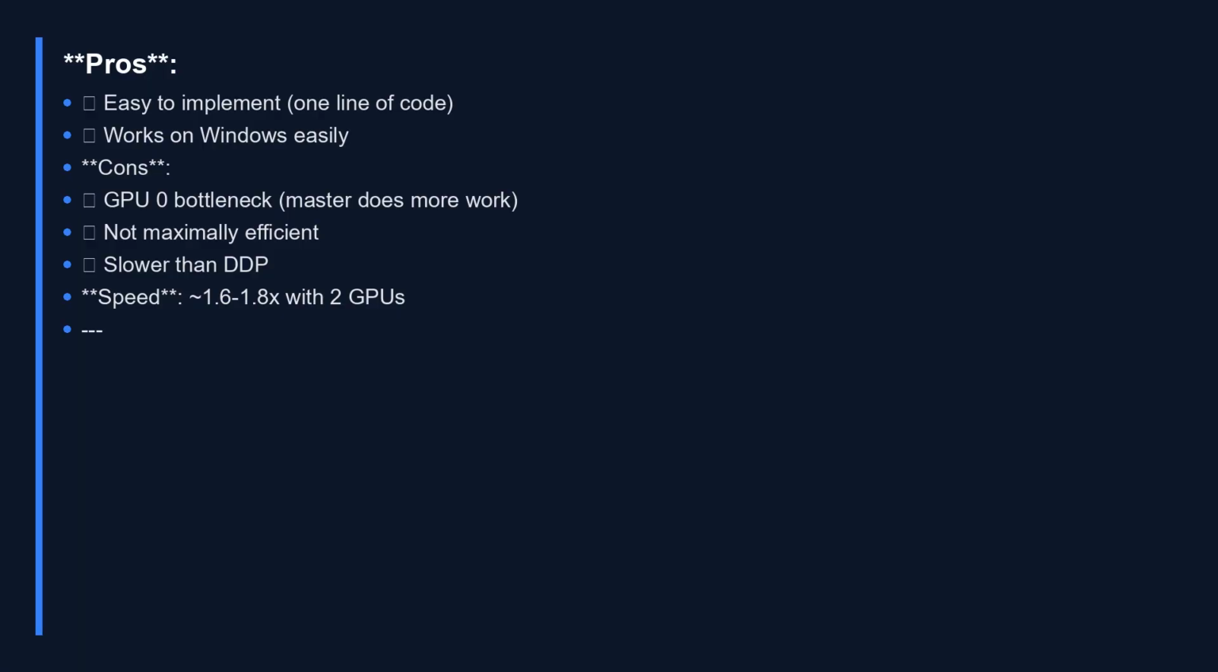Data parallel's strengths are real. It works on Windows without special configuration and requires almost no code changes. Literally one line wraps your model. The weakness is that GPU 0 bottleneck. It handles more work than GPU 1 every single step, which caps your efficiency. With two P40s, you can expect roughly 1.6 to 1.8 times the throughput of a single GPU. That's still a meaningful gain, and for most use cases it's the right starting point.